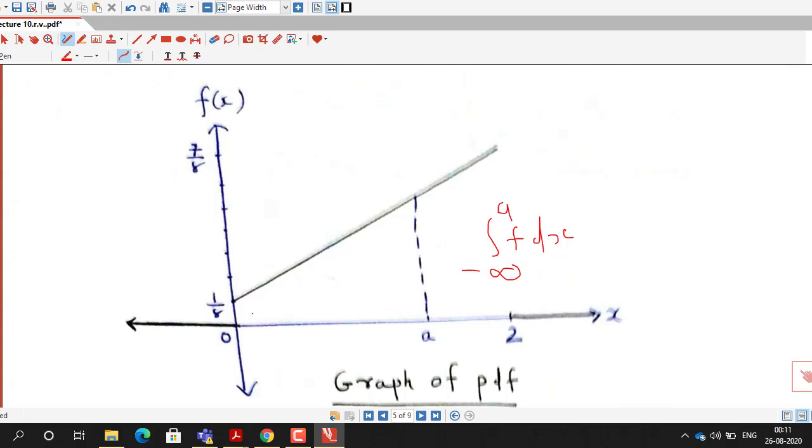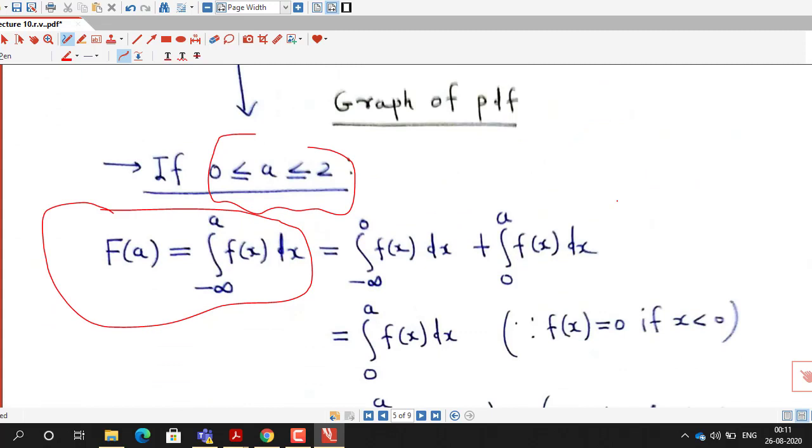Now we can see the value of the PDF is 0 up to x equal to 0, and then if x is between 0 and 2, it is given by this straight line. So we have to break this into 2 parts, minus infinity to 0 plus 0 to A. That is what I have written here: integral from minus infinity to 0 of fx dx plus integral from 0 to A of fx dx. Now in this part, x is negative, x is strictly less than 0.